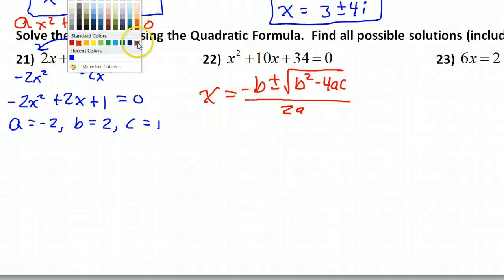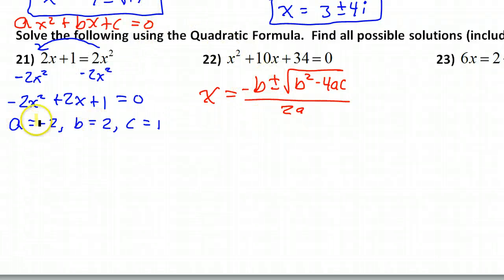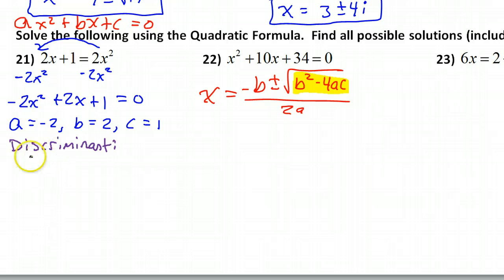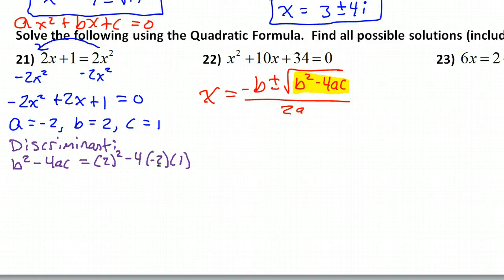Now, I have told you not to just go plugging all of these things into the formula. I want you to do this part separately. That's called the discriminant. So the discriminant is just the b squared minus 4ac part. In this case, that's 2 squared minus 4 times negative 2 times 1. You don't really need to put the 1, but still. So b squared minus 4ac, people.